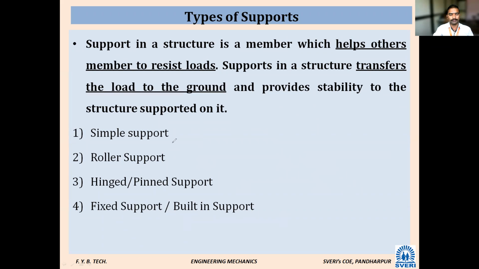Simple support. Sir, first, will a cycle come in roller support? Meaning, any vehicle like a cycle? No. You will come to know whether that cycle will be roller support or not.